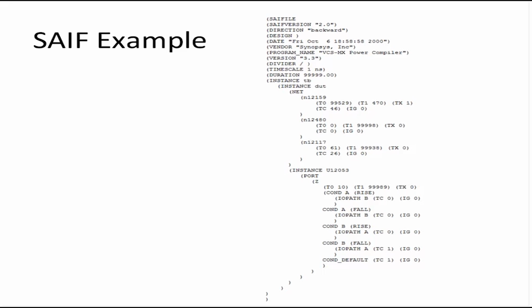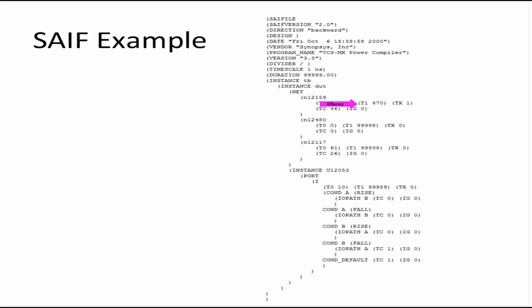For each of the nets, this file tells us that the total simulation time is 99999 nanoseconds. The time scale is 1 nanosecond. For each of these nets, T0 is the amount of time that the net stays at 0.